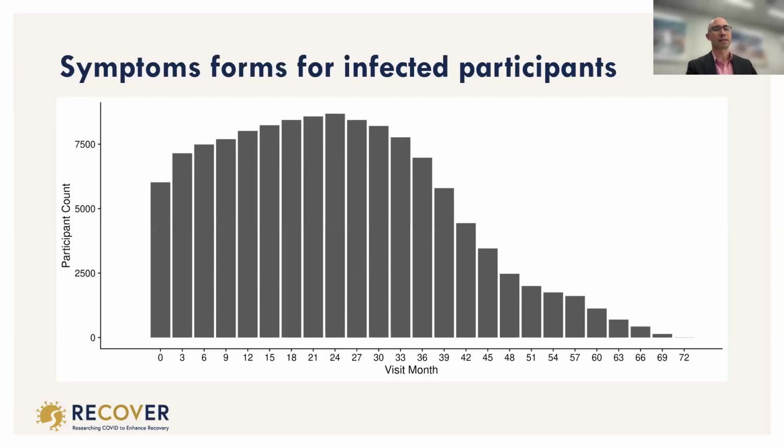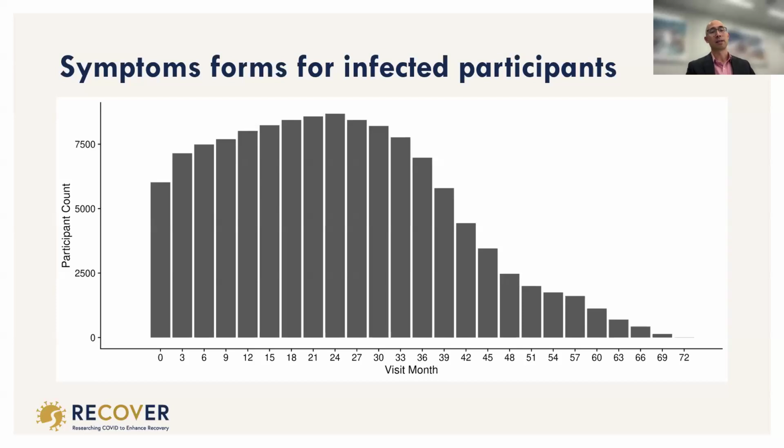And this reflects what Leora was describing earlier as participants who enroll acutely in their initial infection, and then the participants who enroll months or years later. And you can see here, if you have an analysis that needs the 24-month symptom data, you're kind of in the ideal place for how many forms are going to be available for that analysis.